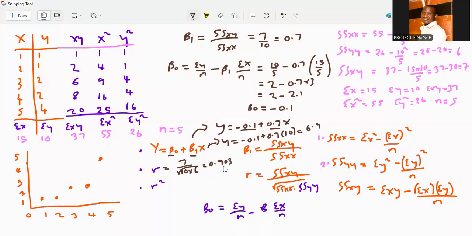Then R squared is when you square that answer, you're going to get 0.8167. So what does this mean? 81.67% of Y is because of X. Are we together?